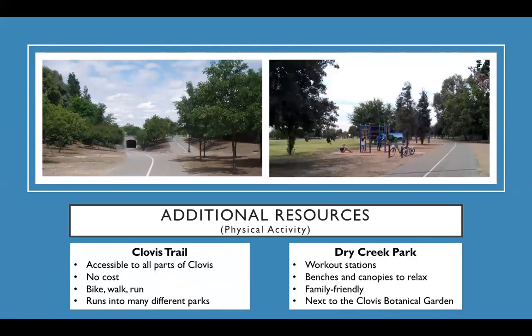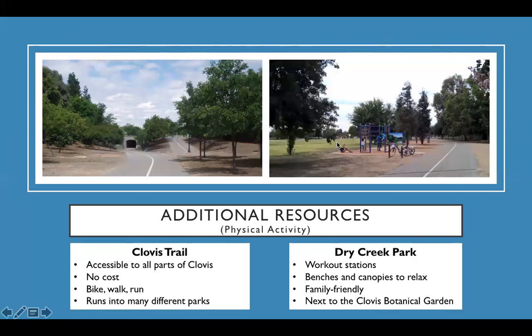Some additional resources to be physically active that I found while researching. On the left is the Clovis Trail. It's pretty accessible to all parts of Clovis. It starts at the north end of Clovis and goes all the way down to the south end of Clovis. It doesn't cost anything. You can bike, walk, run, and it runs into many different parks, which leads me to Dry Creek Park on the right.